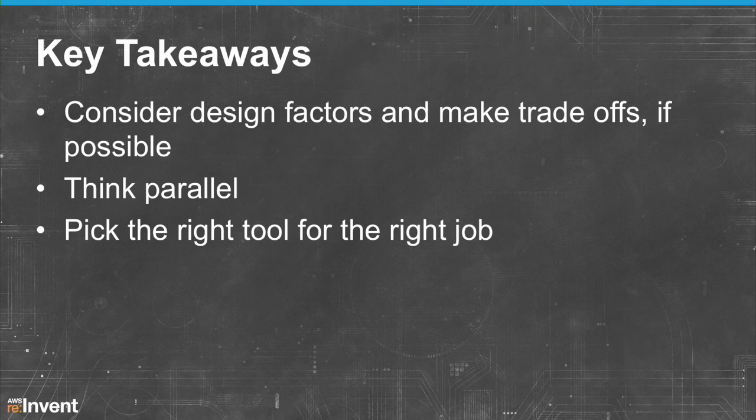So for some key takeaways, remember the design factors that we talked about? It's a really fundamental way of evaluating and looking at the design itself and making the right trade-offs. Sometimes it's not possible, but sometimes you have to make the trade-off to get the right system design. Think parallel. Whenever you are replicating data from outside to inside, think parallel. There are multiple ways to load the data, whether it's a built-in API, our SDK, or third-party tools. You want to maximize the throughput as much as possible, so you can have much better performance. And pick the right tool for the right job.